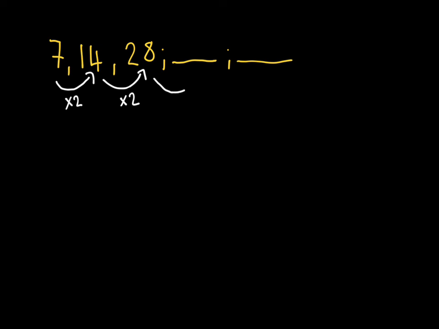We can go 28 multiplied by 2, and that's going to give us 56. Here we go, 56. And we can even multiply by 2 again because now we know what the sequence is doing. And we can multiply that by 2 again, and that is going to give us 112.